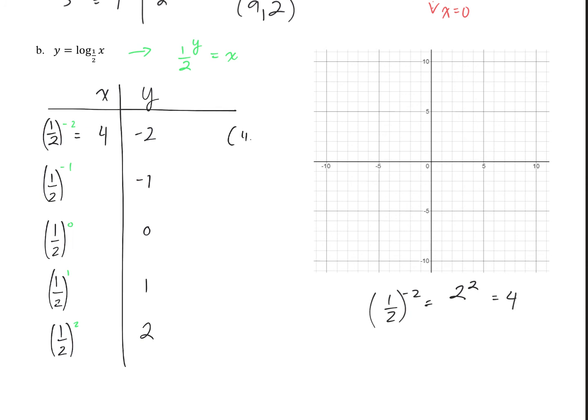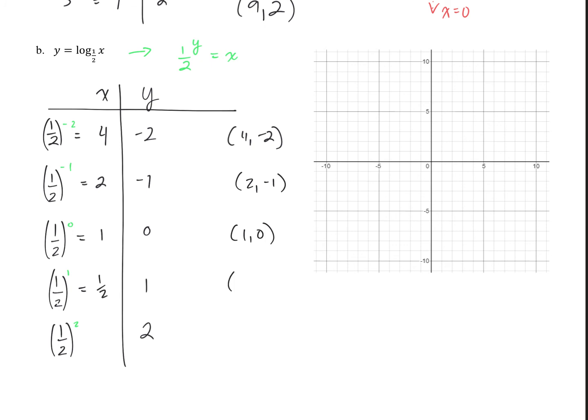So we have the point for -2. Next, once again, we'll take the reciprocal because of that negative. We'll be just left with 2, for -1. Anything to the 0 power is just 1. So we have 1, 0. That'll be 1/2. So we get 1/2, 1. And lastly, we have 1/4, which is 1/4, 2. I'll go ahead and graph these. Let's see what we get.